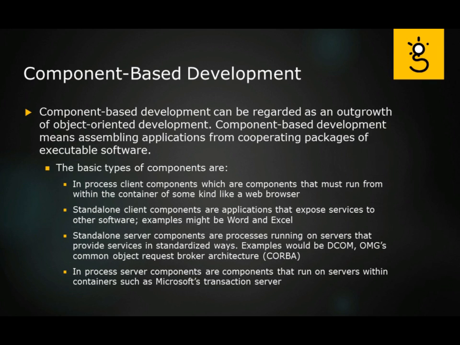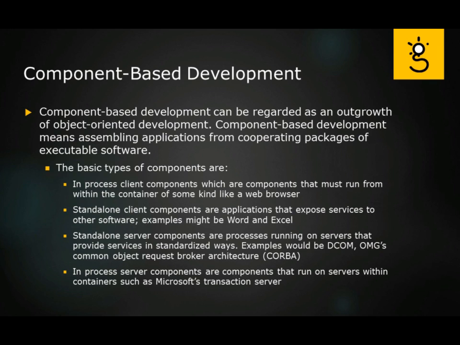First, let me talk about the types of components, and then I'll try to give you an analogy and translation of it. The basic types of components are things like in-process client components. Those are components that must run from within the container of something like a web browser. We have standalone client components. Those are applications that will expose services to other software. Those might be things like Microsoft Word and Excel as examples.